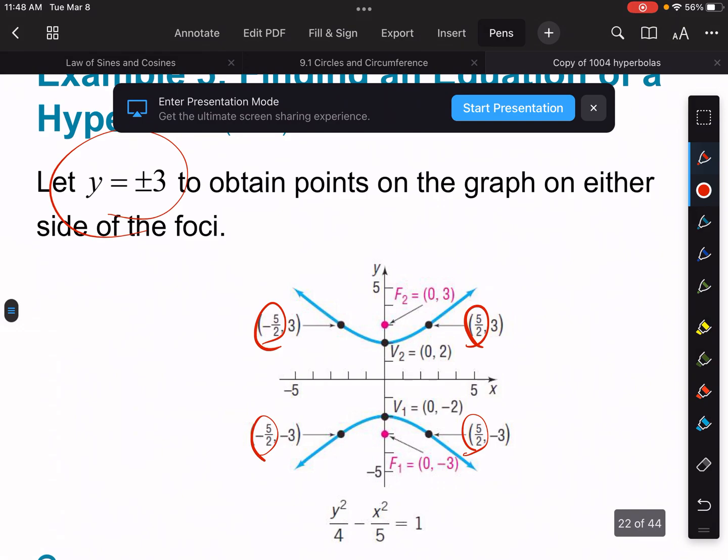To help you make sense of this, whenever you're learning to graph something, you always choose a value to plug in and solve for the other value. Here they're choosing to plug in a y value because y is first.